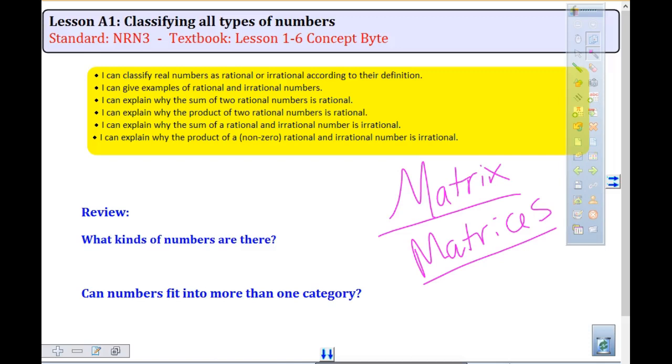Rational means a number that can be written as a fraction. That's really what it means. And the irrational can't be written as a fraction. That's nice, right? We're going to look at those definitions. We're going to look at examples of those.